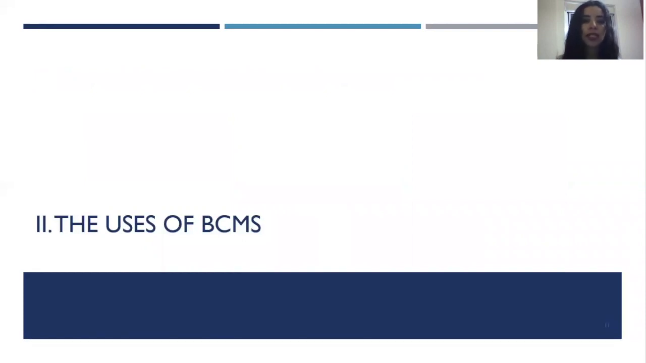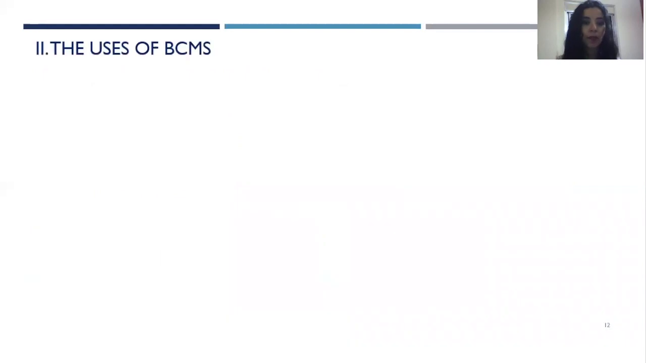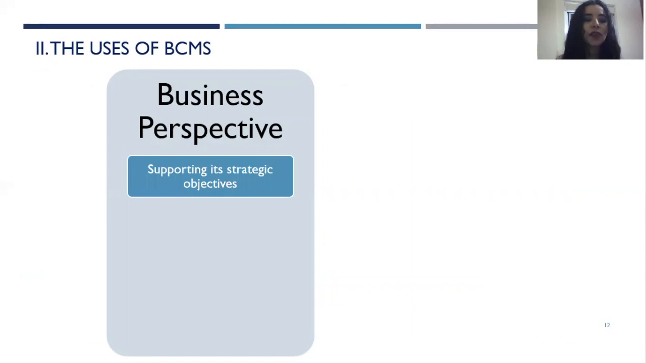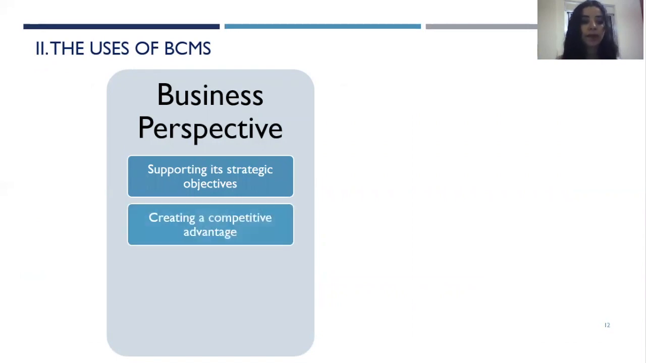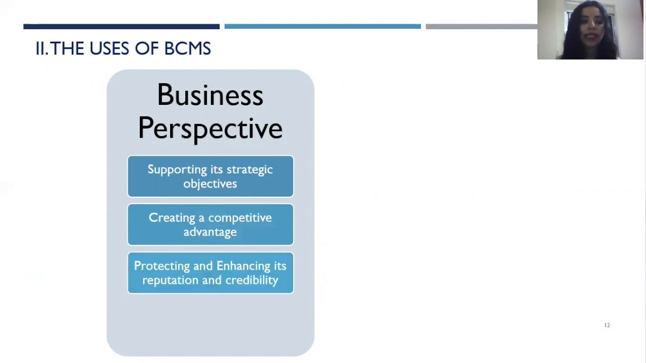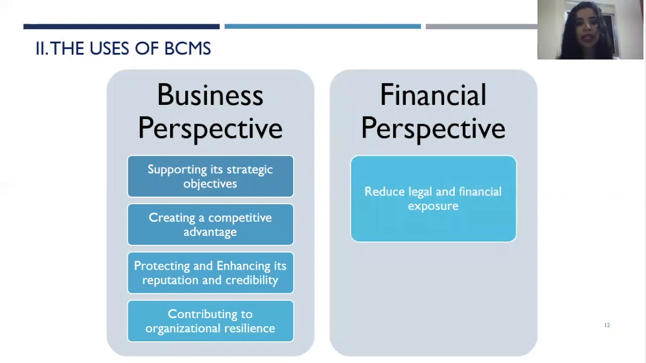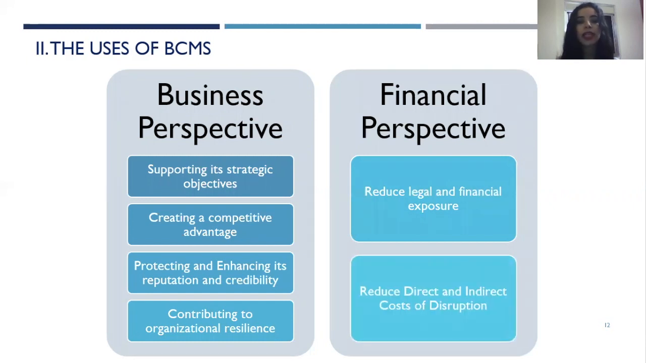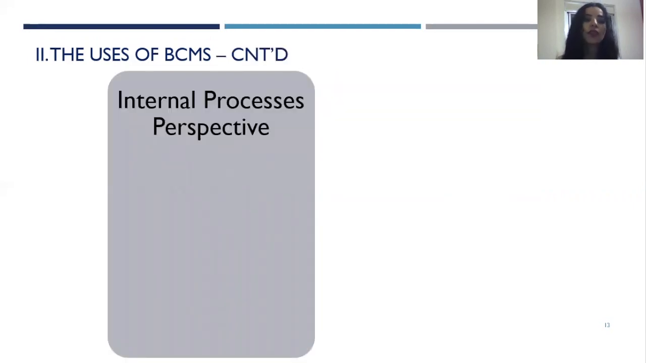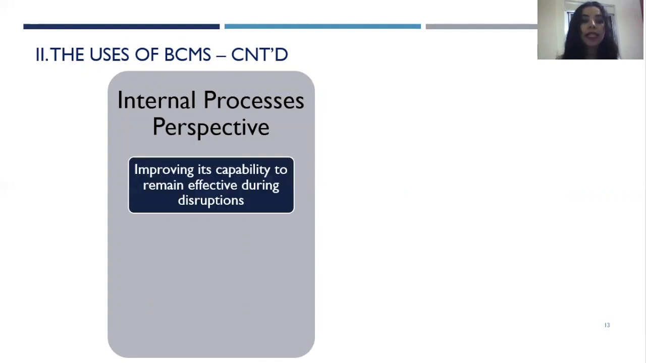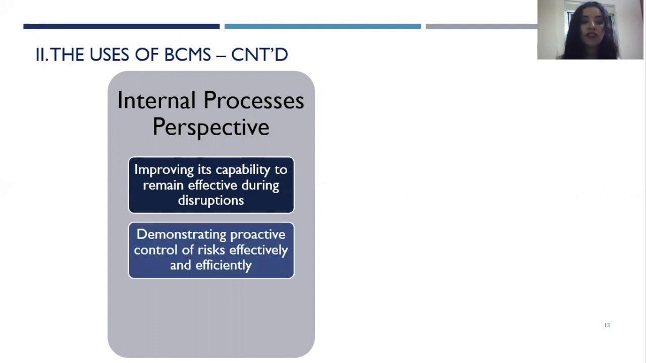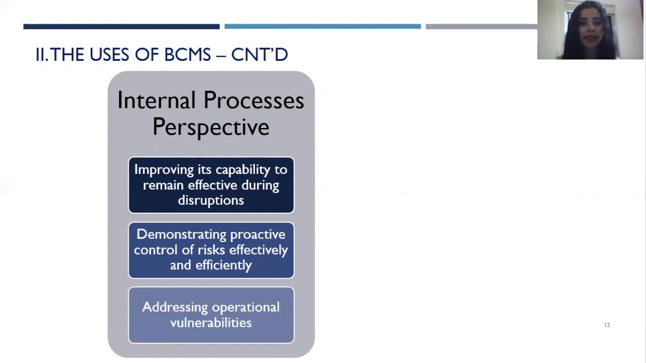So what are the uses of the business continuity management system? From business perspective, it is used to support its strategic objectives, creating a competitive advantage, protecting and enhancing its reputation and credibility, contributing to organizational resilience. On the financial perspective, reduce legal and financial exposure and reduce direct and indirect costs of disruption. Now, from an internal process perspective, improving its capability to remain effective during disruptions, demonstrating proactive control of risks effectively and efficiently, addressing operational vulnerabilities.